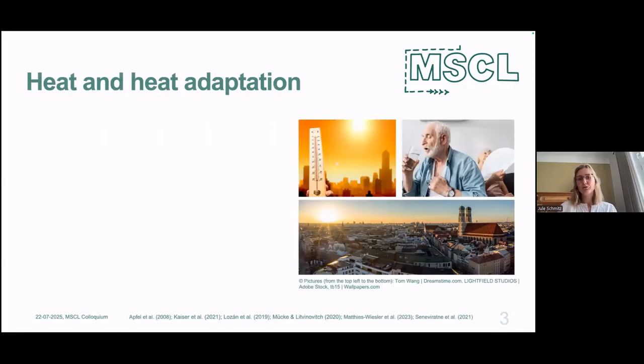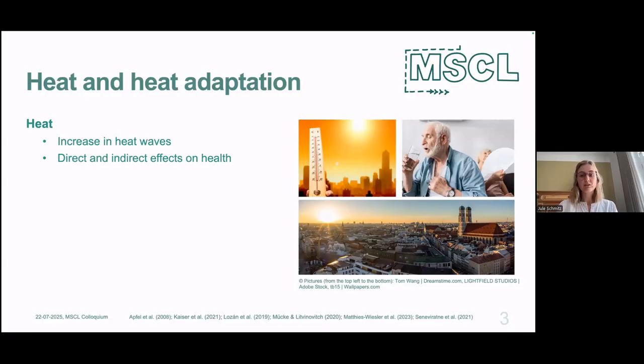So first, to give some background information, why are we developing a workshop on heat adaptation for local communities? It is expected that heat waves will increase in terms of frequency, duration, and intensities. And as we all know, heat waves can cause direct health problems like dehydration or heat stroke, and also indirect health problems like poor air quality.